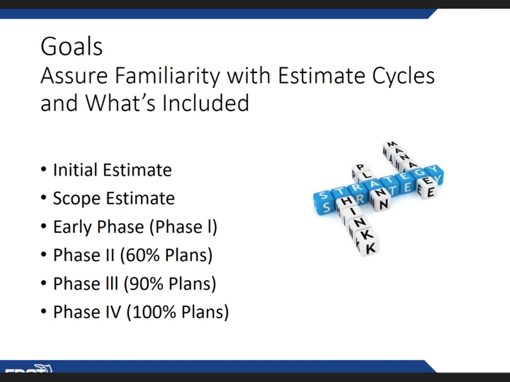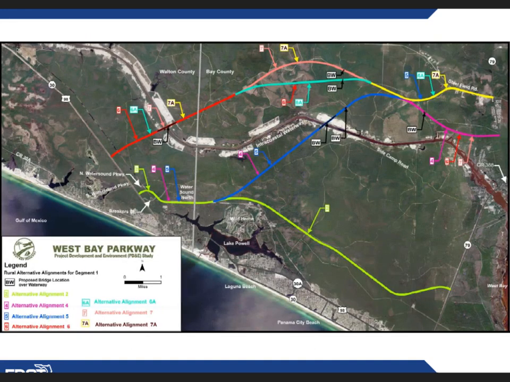Before we look at this particular process, let's look at an early phase of a project. Now, here's a project that's in a PD&E phase, and notice there are all of these alternative alignments. There are different routes and designs. Each of these has to be priced before the final alignment is decided.